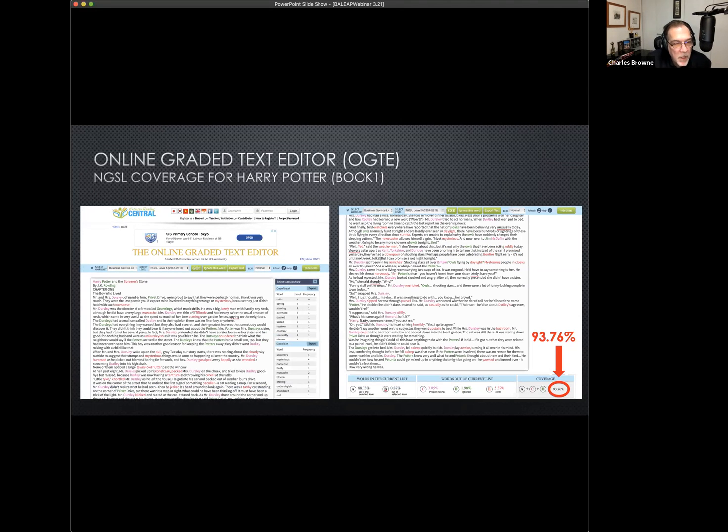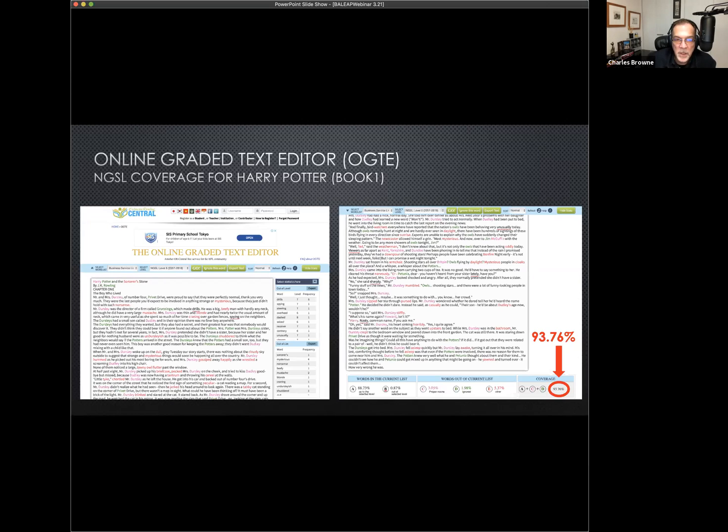So what we're seeing here is I've taken the whole first chapter of the first book of Harry Potter, Harry Potter and the Sorcerer's Stone, and I put it into the OGTE tool, and I selected the entire new general service list, and I wanted to see what kind of coverage the new general service list would provide for Harry Potter. And what you can see is that once we've excluded proper nouns, we're close to 94% coverage, which means that this text would be appropriate for students in my university, because they know most of the words in the new general service list, and we get almost 95% coverage.